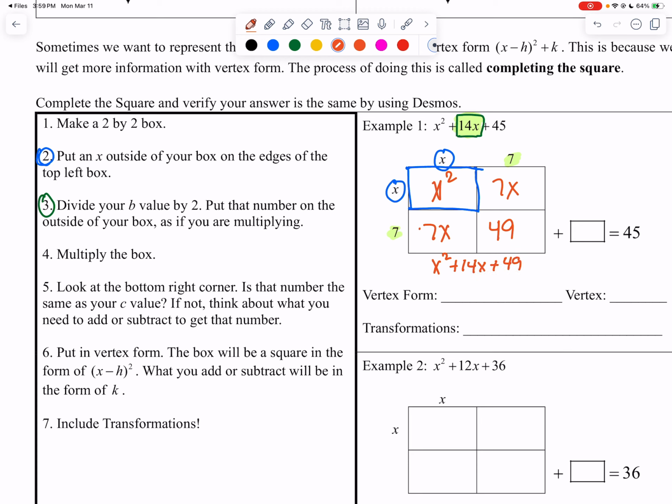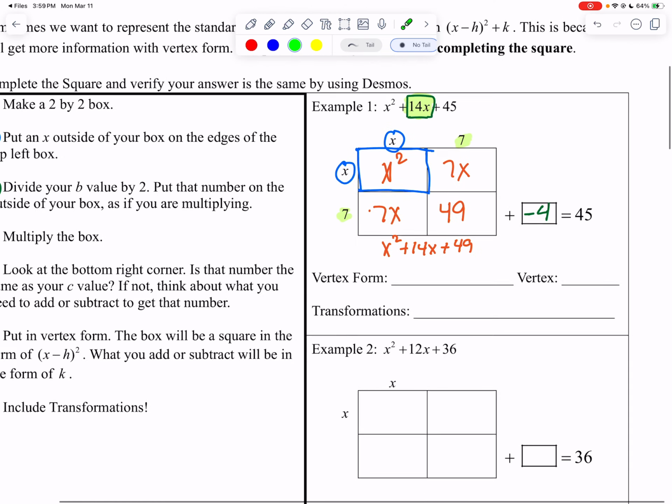Now, here's the problem with this. Step 5 says look at the bottom right corner, so my constant value right here. This is a 49. I don't want that. Remember that my original expression right here is a 45. This means that I need to do something so that I can go from 49 to 45. To do so, I'm going to subtract 4 so that I go from 49 to 45 right here.